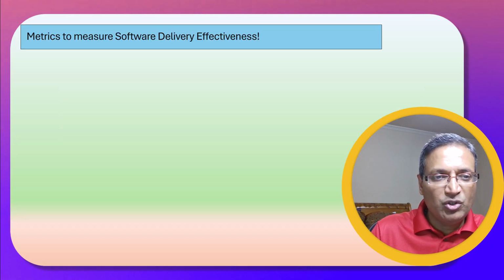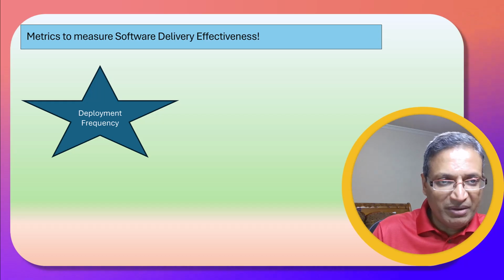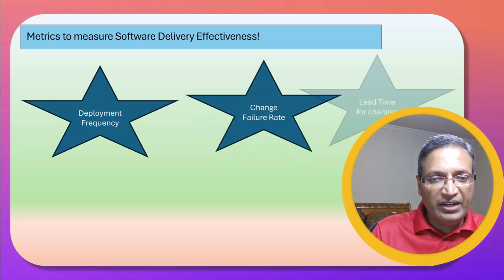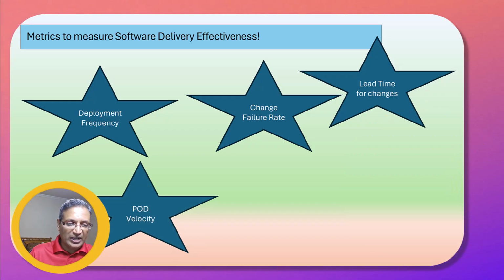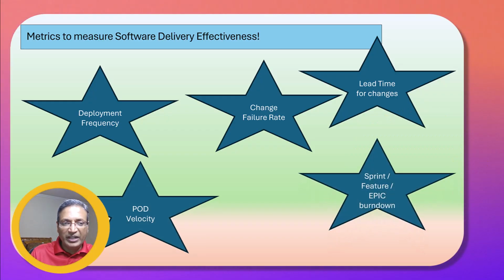So in the past, I had used DORA metrics. I would measure things like deployment frequency, change failure rate, lead time for changes, also JIRA metrics like pod velocity, sprint, feature, epic burn down. All these are good metrics, but they did not give me a window into identifying areas where we can improve team performance or effectiveness of delivery of the value to the business.